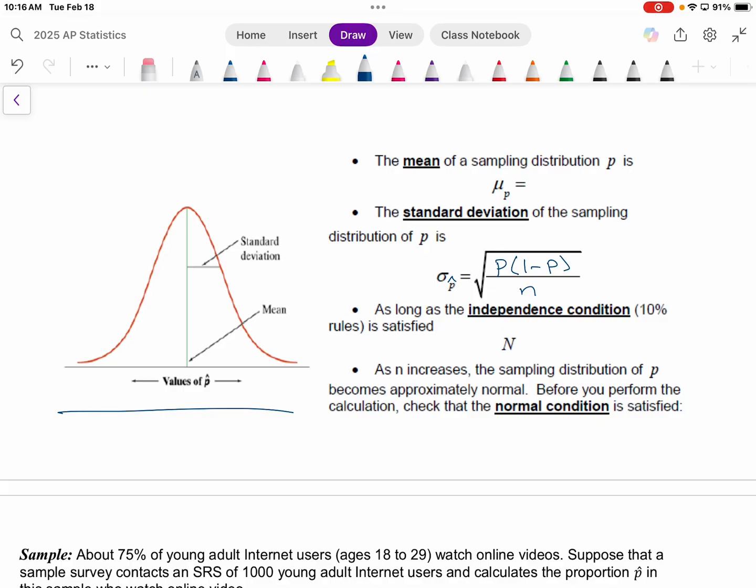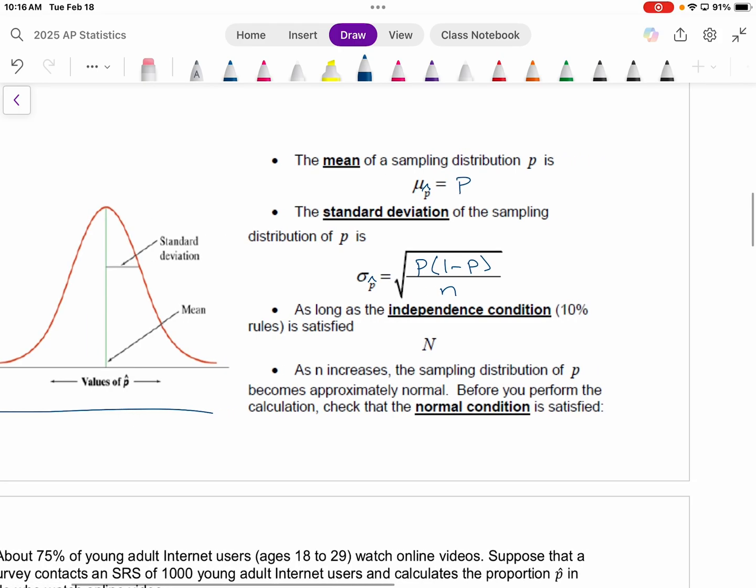On the first part, we set up above the mean. The mean of p hat is equal to whatever the population proportion is. Again, these are all the fundamental pieces we need to know in order to use the normal CDF feature in the calculator to calculate the probabilities. Now, here's the key.